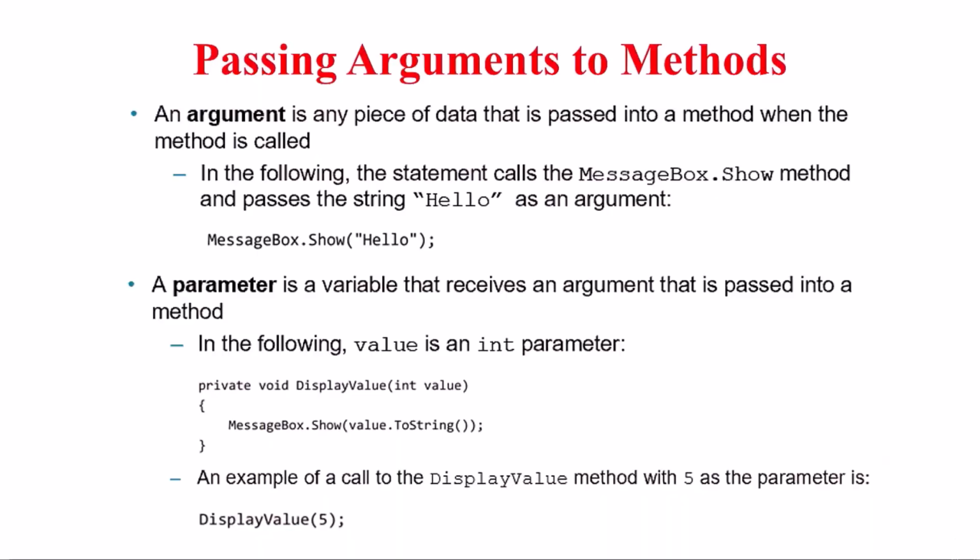A parameter is a variable that receives an argument that is passed to the method. Take a look at the following one right here with the display value. We've got basically a method right here that says display value, and it's expecting an integer called value. What it's going to do is execute this code, messagebox.show, the value, and it's going to convert it to string and then print it out for you. It's a very simple, straightforward kind of thing. And what calls it? Basically in our code we have something like display value and put the number 5 in there as a parameter. This would get the 5 in value, and it would begin to process it and create a string for us and put it on the screen.